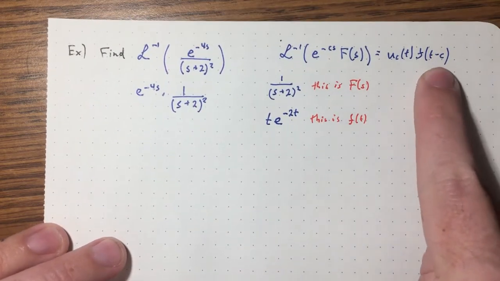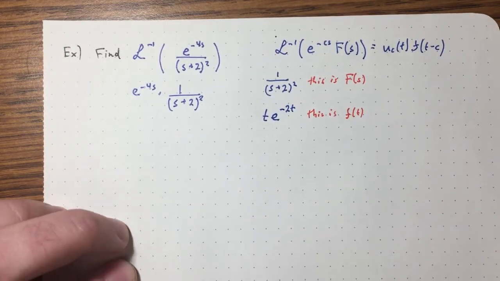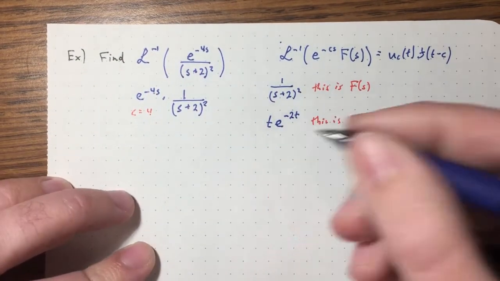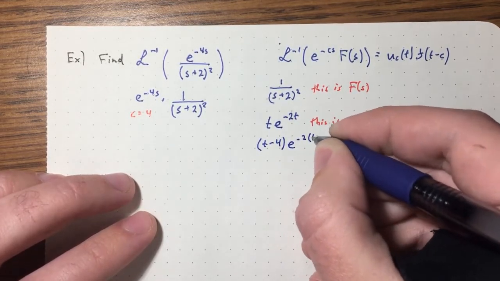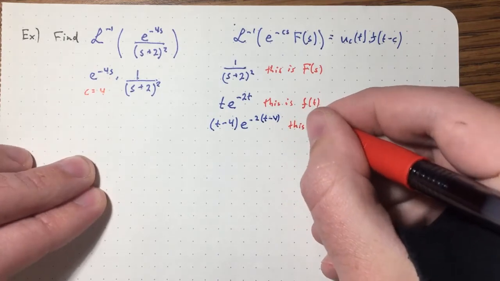I don't want f of t though. I want f of t minus c. So I now need to replace the t's with t minus c. And what is c? C is 4. So finally, t minus 4 times e to the negative 2 times t minus 4. This one here is f of t minus c.